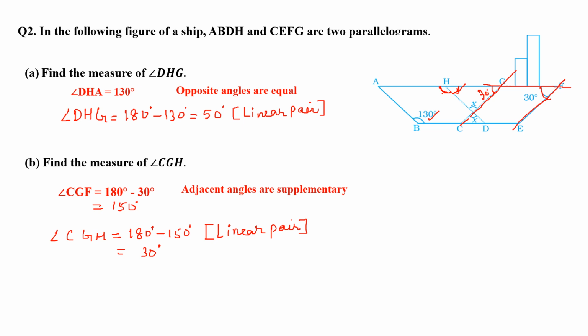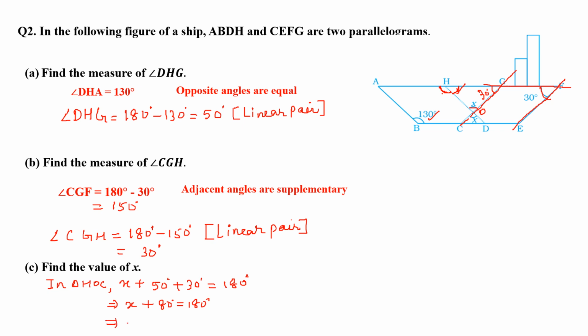Okay. Now next, you have to find the value of this x. So if you take this triangle, I'm writing a name here as O. So if you take triangle HOC, from there what you can write: x plus 50 degree plus 30 degree is equal to 180 degree, isn't it? Because in that triangle I can use the angle sum property, right? So it will become x plus 80 degree equal to 180 degree. So the value of x is going to be 180 degree minus 80 degree, which will give you 100 degree.